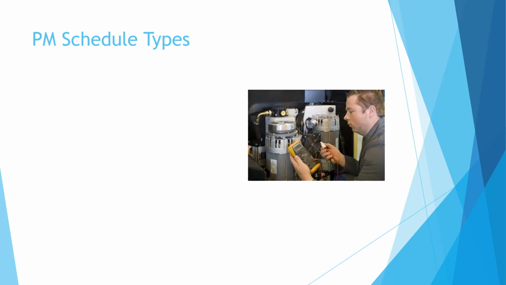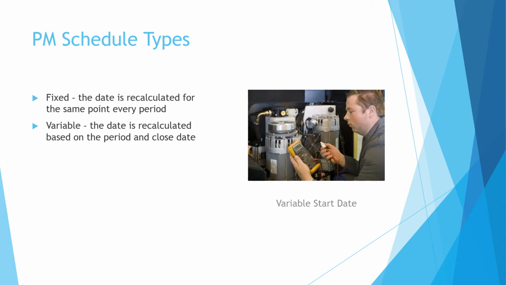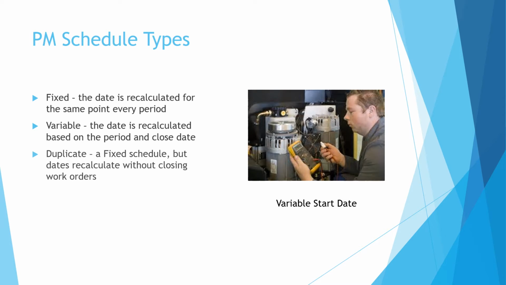Infor EAM gives you 3 different methods for calculating due dates for calendar interval PM schedules. If you select Fixed Type, then the start date is fixed to the same time for each period. For example, you can set a monthly PM to happen the 5th of each month. If you select Variable, then the next due date is based on when you closed the last work order. If you select Duplicate, then you're on a fixed schedule, but the next due date is recalculated when the work order is released, not when the work order is closed. If you have meter-based PMs, then none of these really apply.